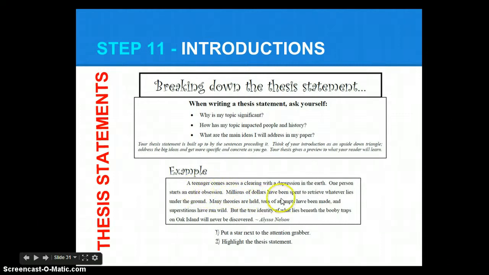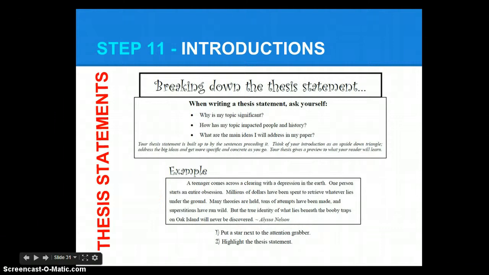Millions of dollars have been spent to retrieve whatever lies under the ground. Many theories are held, tons of attempts have been made, and superstitions run wild. But the true identity of what lies beneath the booby traps on Oak Island will never be discovered.